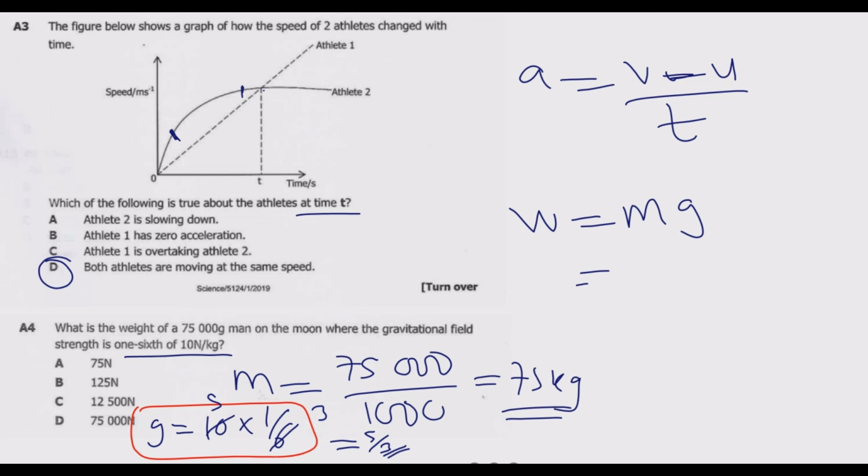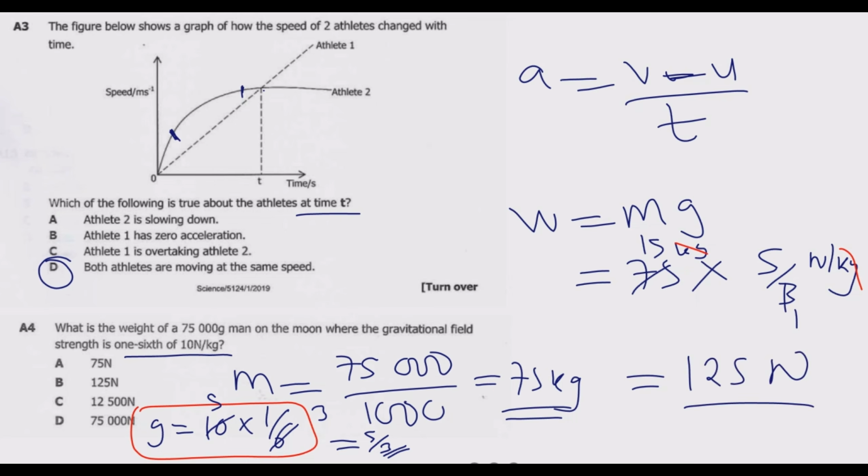So we substitute: we have 75 kg multiplied by 5 over 3 newton per kg. Remember, the kg cancels. If you have kg here, then here we have newton per kg, so the kg cancels each other. Then 3 into 75 is 25, and 25 times 5, we end up with 125 newtons as the weight of this man on the moon, which is B.